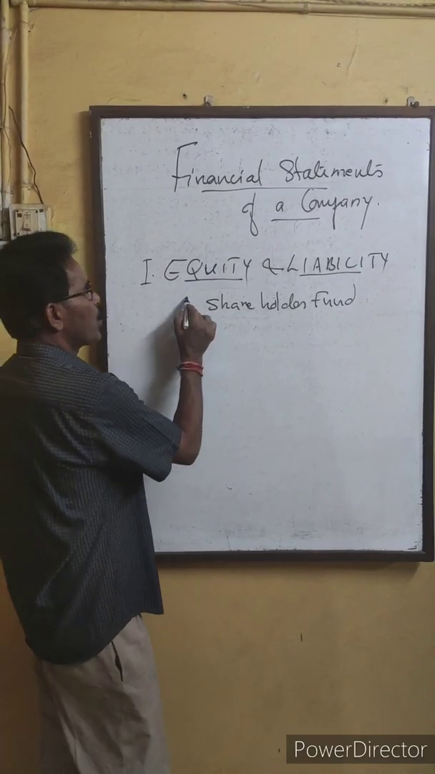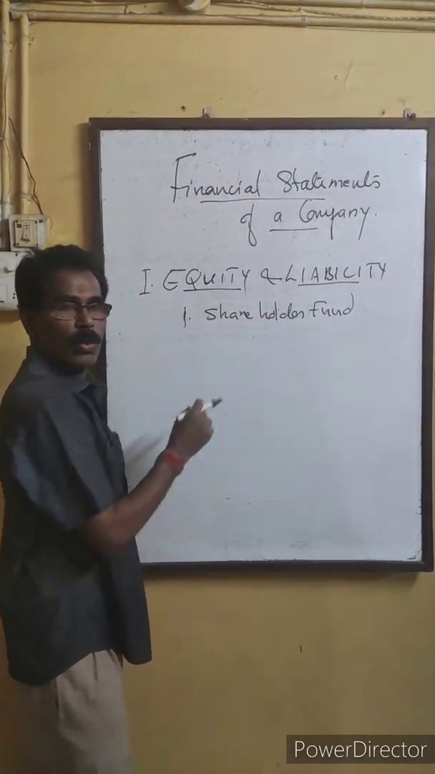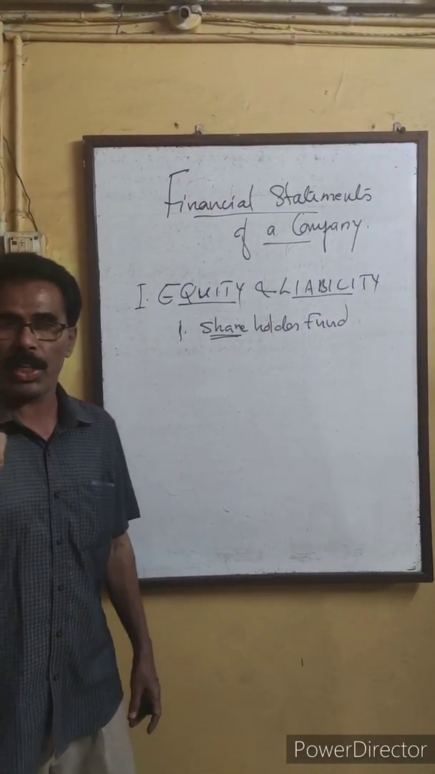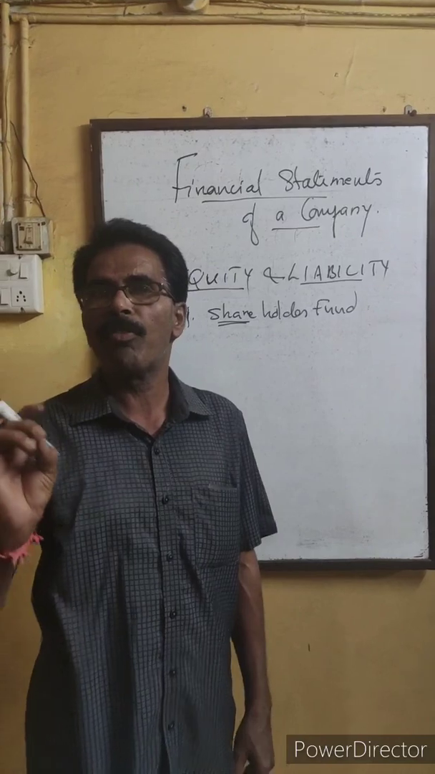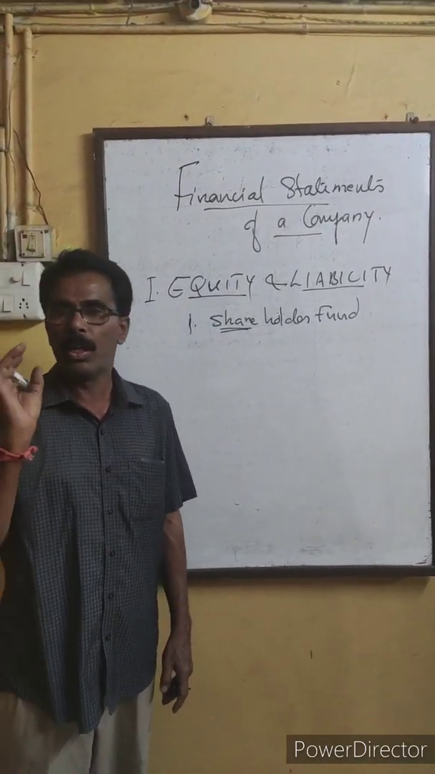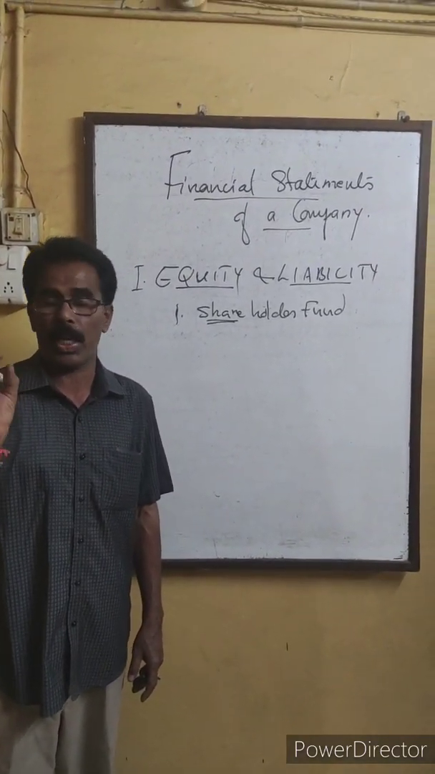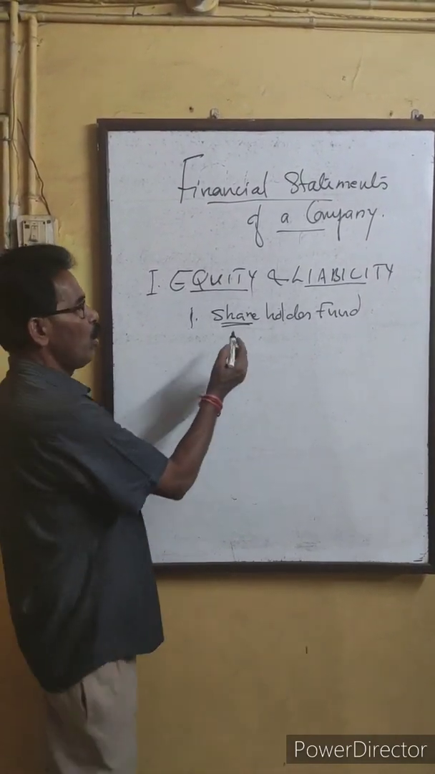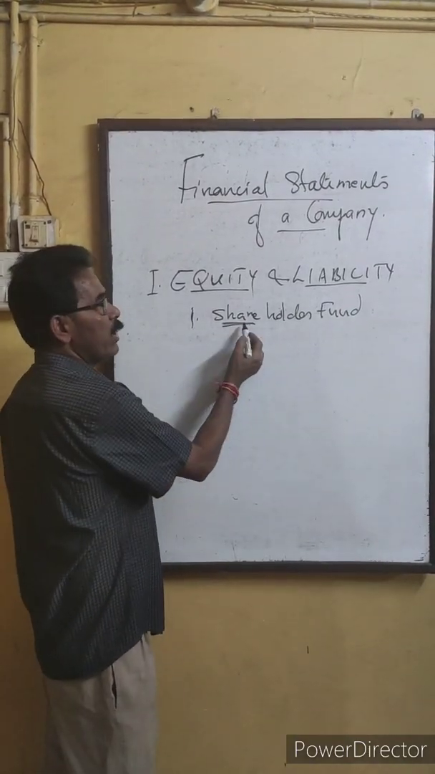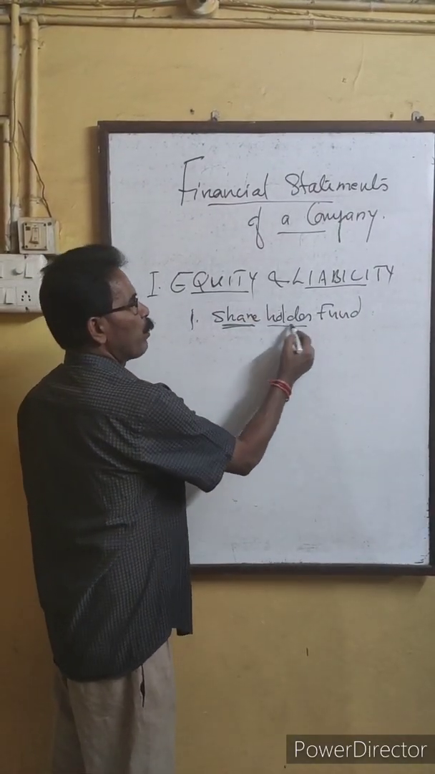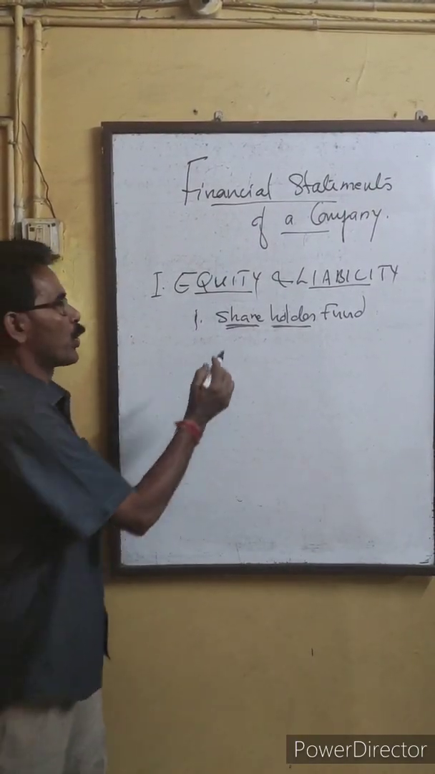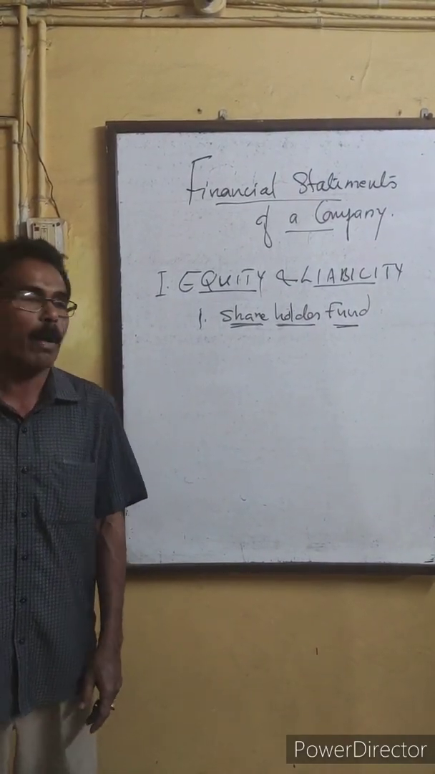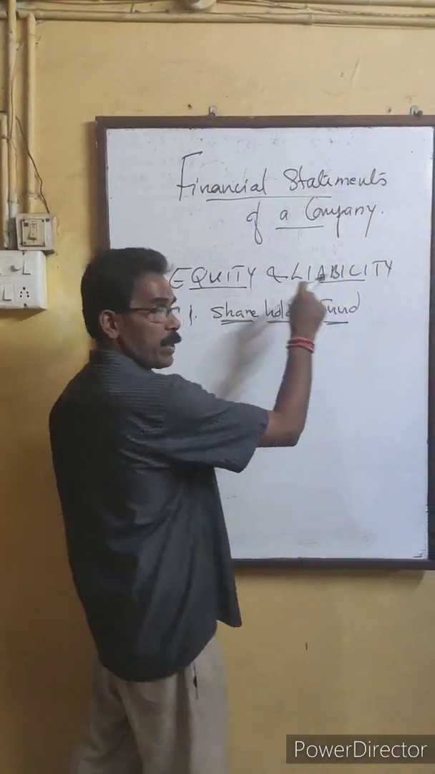And out of that, shareholders fund. You know, the company collects its capital through the issue of share. What is a share? The total capital of a company is divided into different parts. Share is a share in the share capital of the company. So, by the issue of share, they are collecting the capital. So, the people, those who are purchasing the shares are called shareholders, and the money collected through the issue of share to the public is called the shareholders fund.